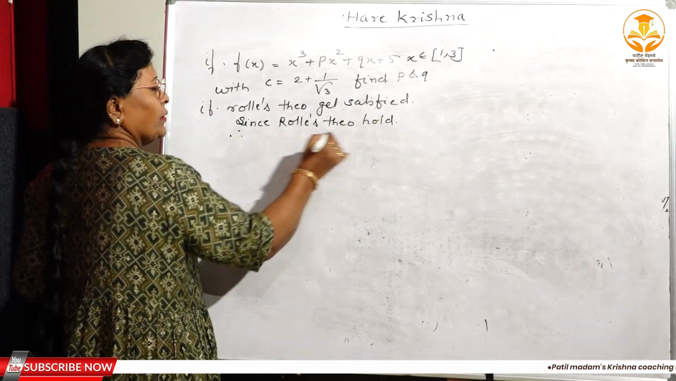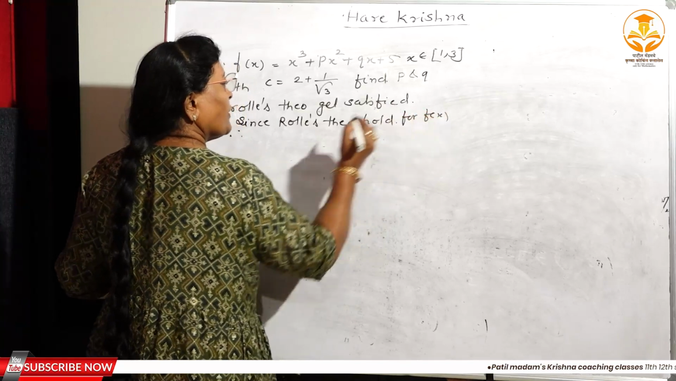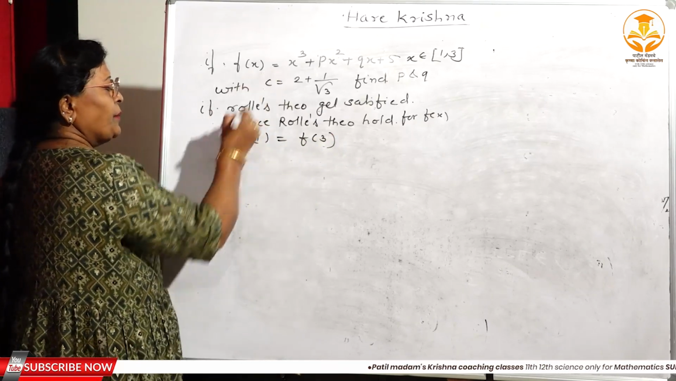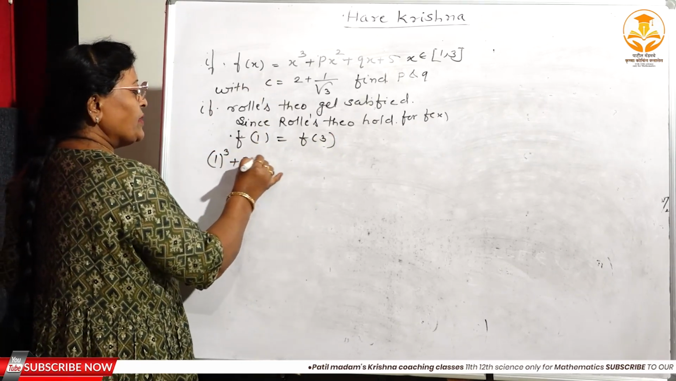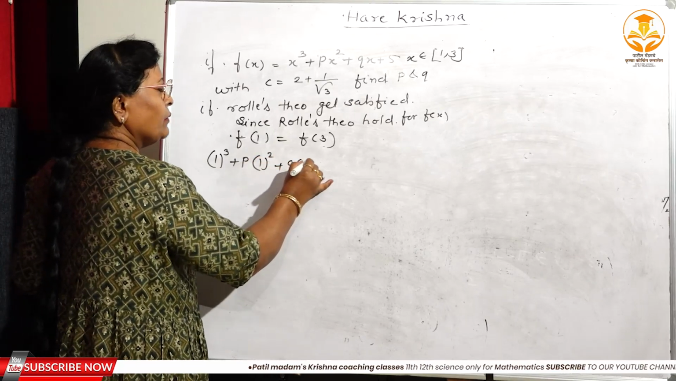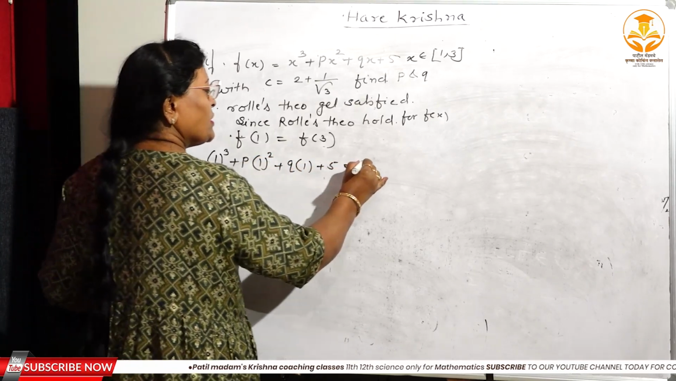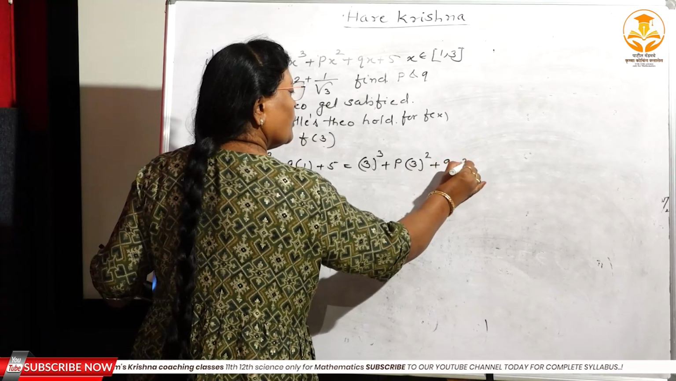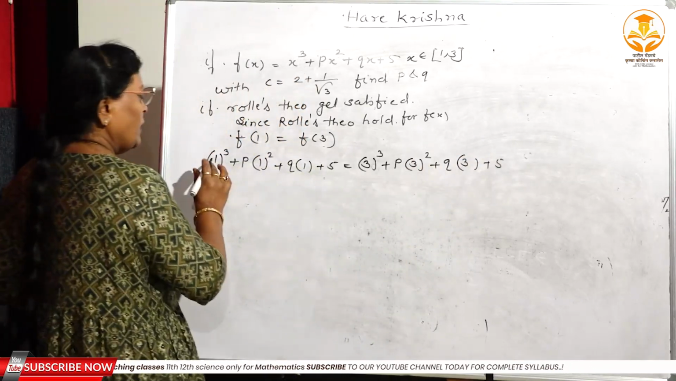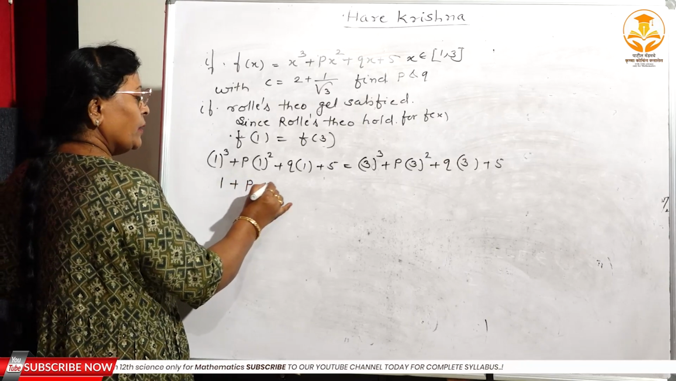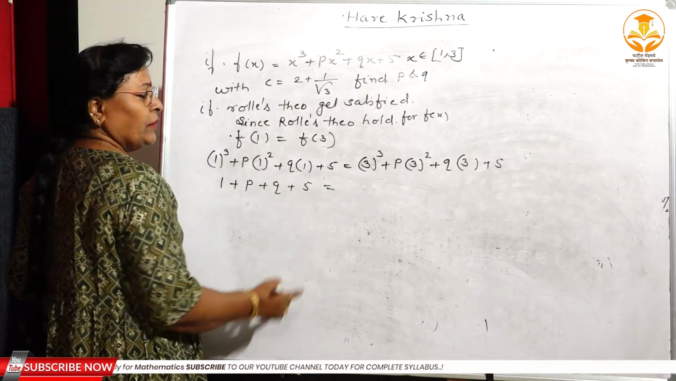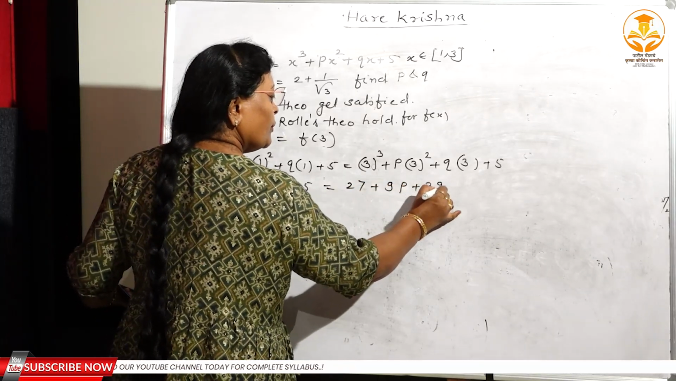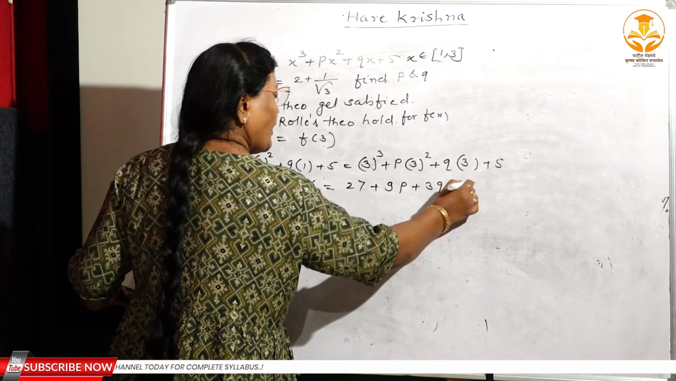therefore for the function f of x, f of 1 is equal to f of 3, isn't it? Now f of 1 means what here? 1 cube plus p into 1 square plus q into 1 plus 5, right? Again this is 3 cube plus p into 3 square plus q into 3 plus 5, isn't it? Now 1 cube means 1, this is p, this is q, this is 5, right? 3 cube is 27, 9p, 3q, plus 5, isn't it? 5 gets cancelled.